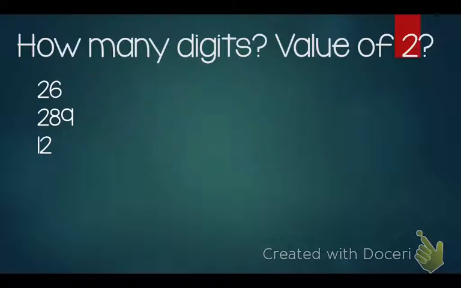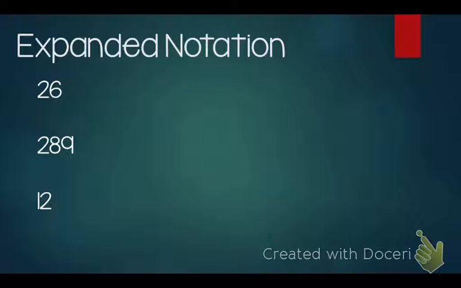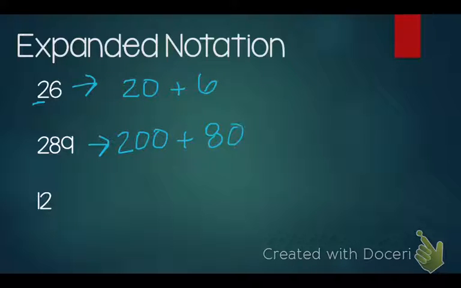Now, why is this important? Why is knowing how many digits, the value of 2, why is that important when we're doing operations? Well, let's take a look at expanded form. When we have the number 26, we can actually break it down a little bit further. 26 is actually the same as saying 20 plus 6, because the 2 is in the tens place and the 6 is in the ones place. 289 is the same thing as saying 200 plus 80 plus 9. 12 is the same thing as saying 10 plus 2.